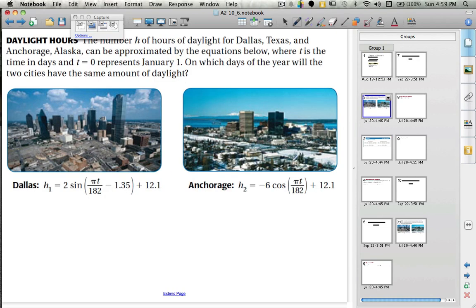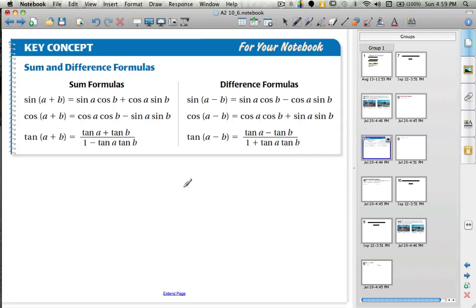A type of problem I might want to do in this case would be to compare the daylight hours for Dallas, Texas to Anchorage, Alaska, which have very different lengths of days, to find out on which days of the year the two cities have the same amount of daylight. So we can work with this a little later. That will involve our learning how to solve equations using these formulas. So new formulas that we're going to be looking at are the sum and difference formulas.